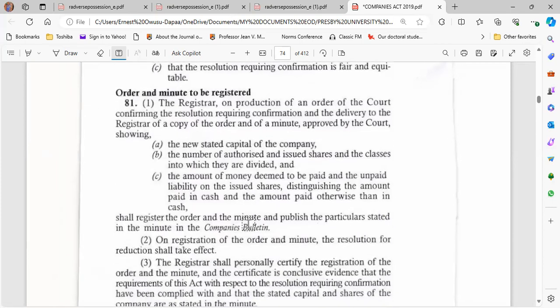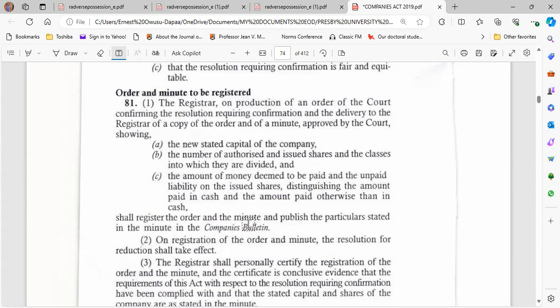A, the new stated capital of the company. B, the number of authorized and issued shares and the classes into which they are divided. And C, the amount of money deemed to be paid and unpaid liability on the issued shares, distinguishing the amount paid in cash and the amount paid otherwise than in cash, shall register the order and minute and publish the particulars stated in the minute in the company's bulletin.